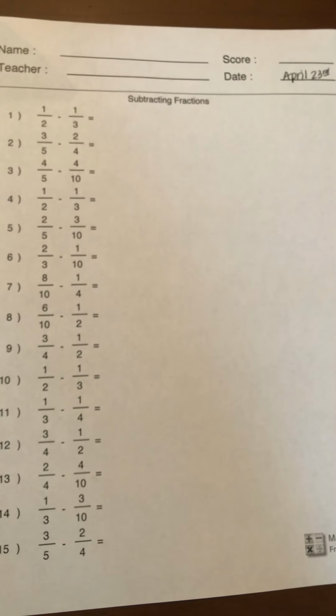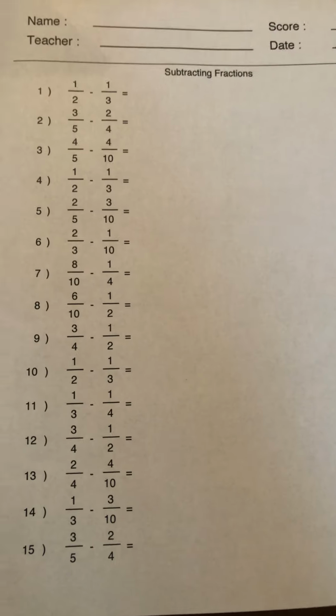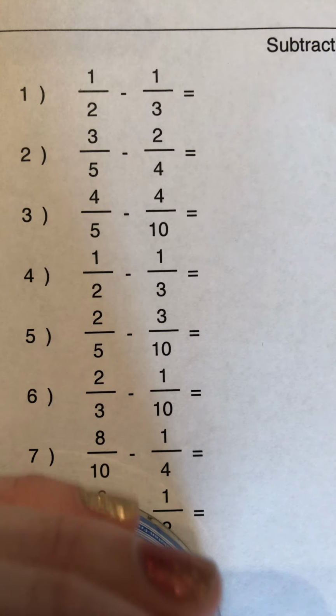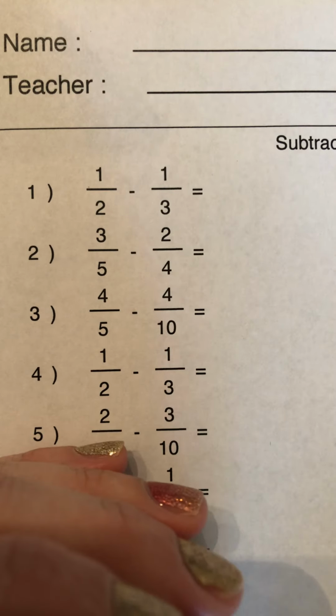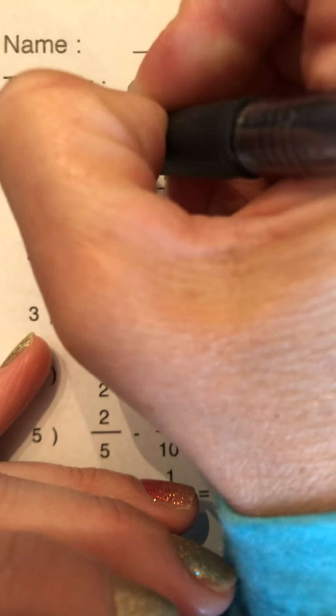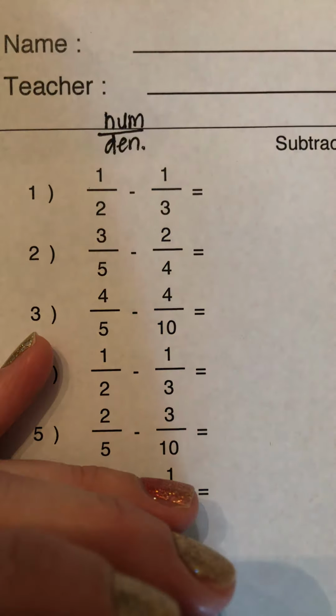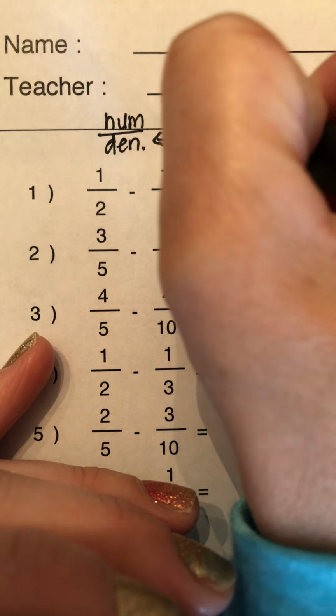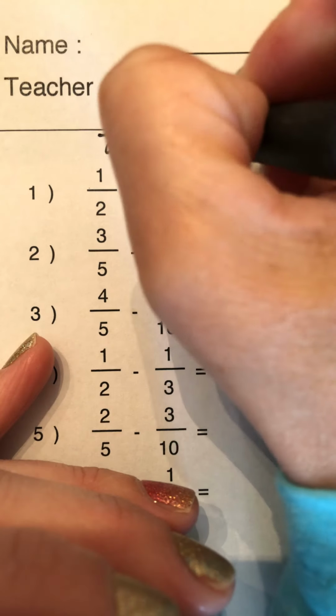April 23rd's worksheet is asking you to subtract fractions. We're going to remember the same things from yesterday's sheet. We have to have a common denominator. Your numerator is on top, your denominator is on the bottom. This needs to be common, okay? And common means the same.